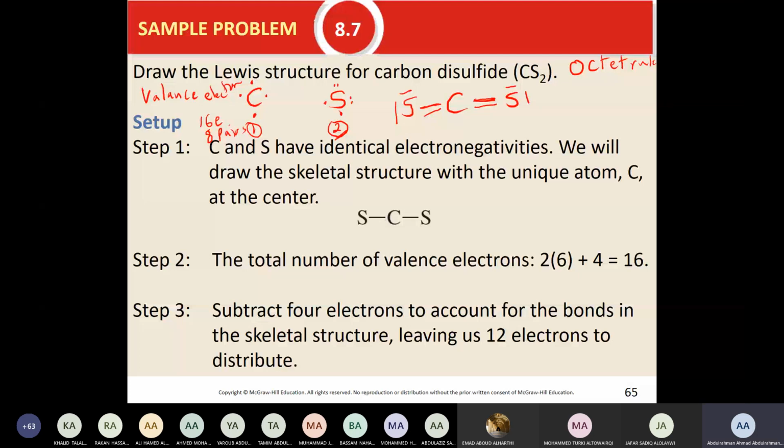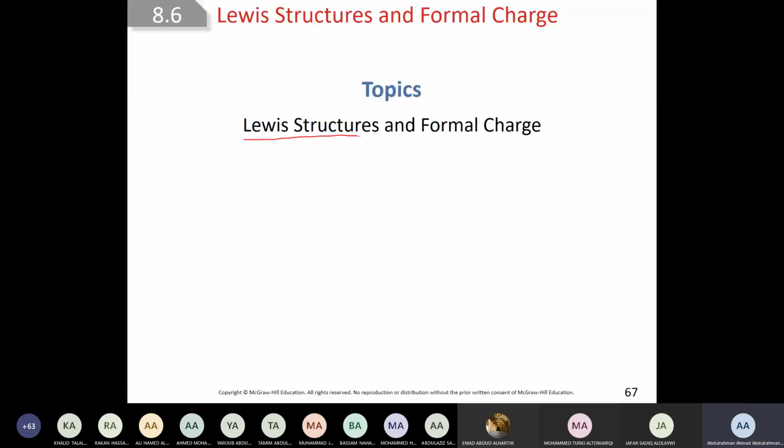Now, let's talk about Lewis structure and the formal charge. Formal charge. What's the meaning of formal? Do you know in Arabic? رسمي. All right. Formal charge يعني الشحنة الرسمية. All right. Good. What do I mean by this? Let's take an example. I want you to draw the Lewis structure for the CO molecule.